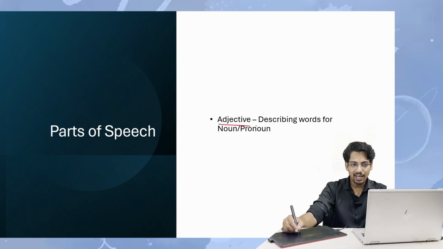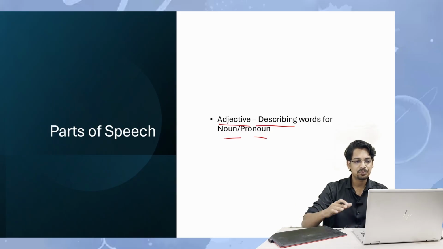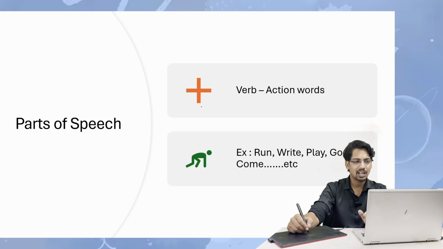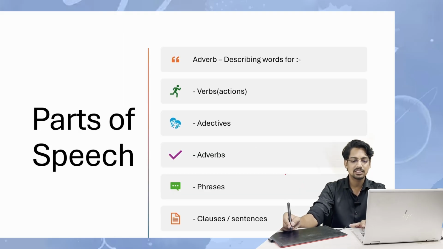Now let's learn the adjectives. I already told you that adjectives are the describing words for noun or pronoun. That actually describes the noun and pronoun, all the names. Suppose I have a black pen. So black is the word that is describing the pen. I have a very nice phone. The word nice is describing the phone. That is called the describing word. And the action words are the verbs like run, write, play, go, come. These are the activities.